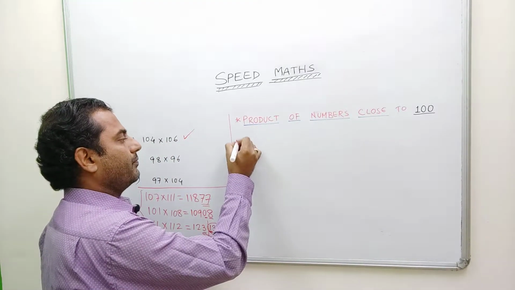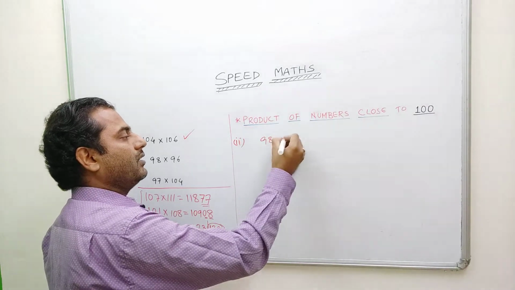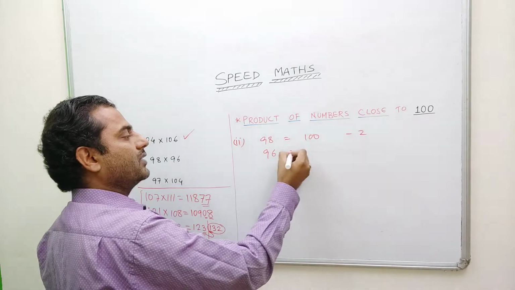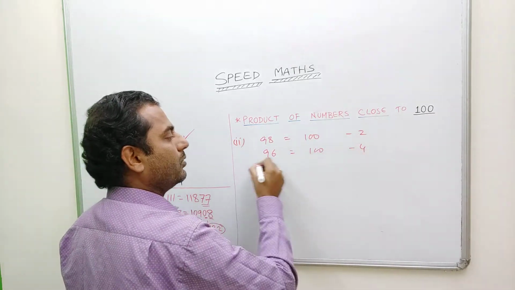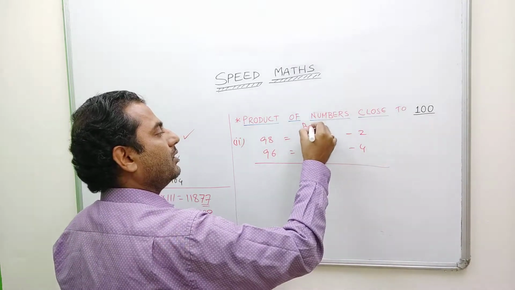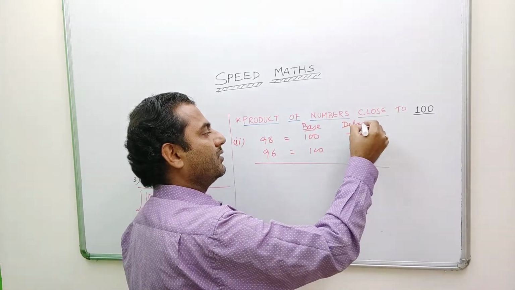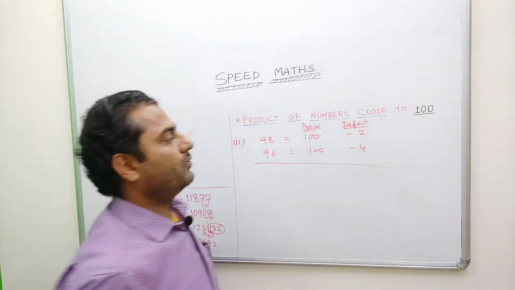If I take the second case, this is 98. Now this can be written as 100 minus 2, and this 96 will be written as 100 minus 4. Now this is the base, right? Base is 100 and this is the deficit. In this case we are not having a surplus, rather this is a case of deficit.